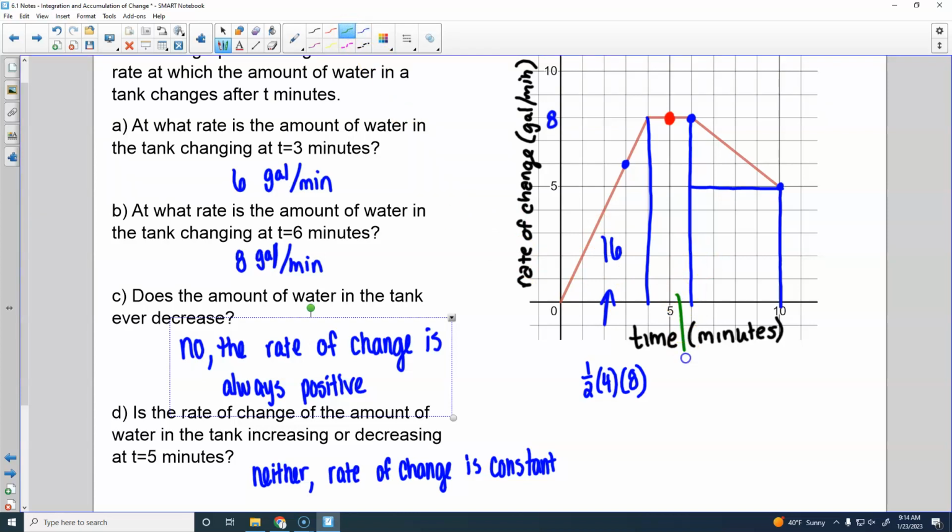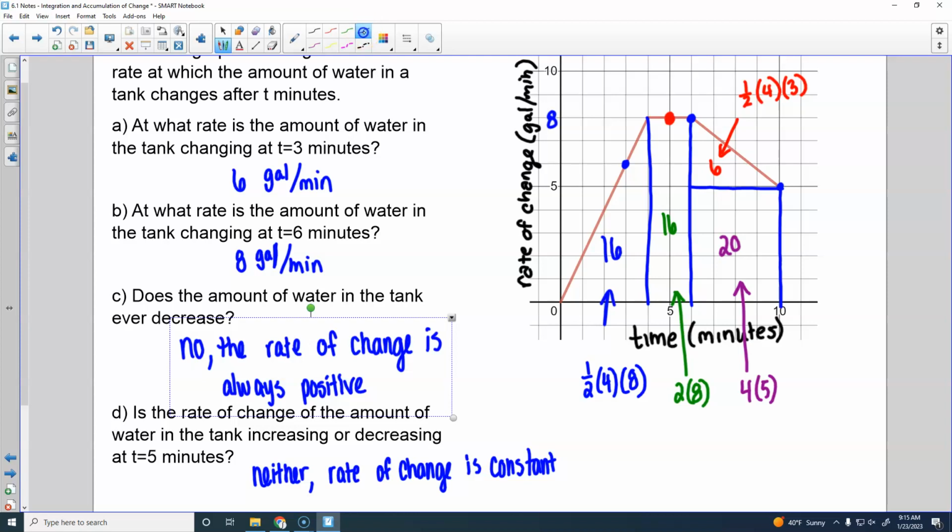For this section right here, it's just a rectangle, so it would be 2 times 8. So we'll also get 16 right here. This section right here, we got 4 times 5, so we got 20. And then up here, we got 1/2 times 4 times 3. So half of 12, which will give us 6.